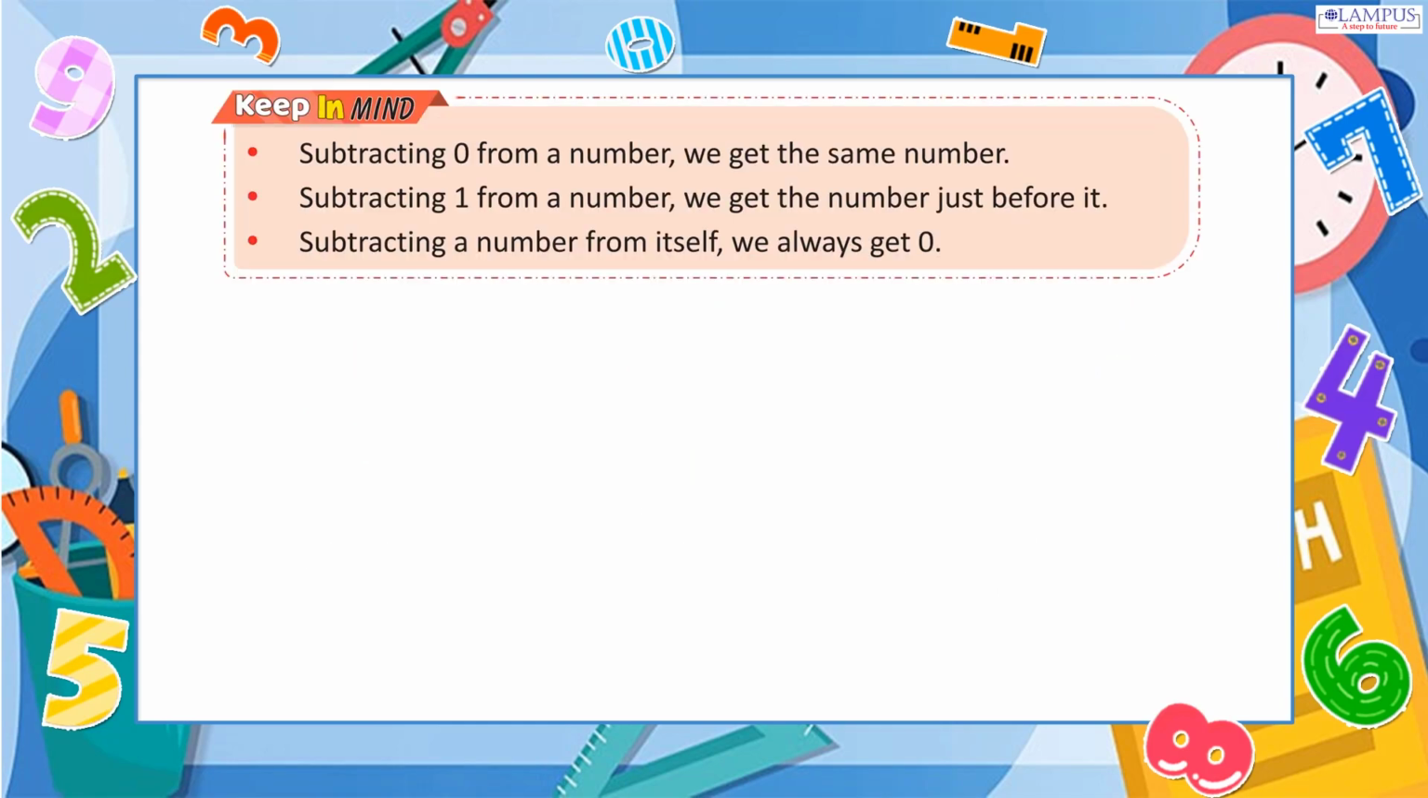Keep in mind, subtracting 0 from a number, we get the same number. Subtracting 1 from a number, we get the number just before it. Subtracting a number from itself, we always get 0.